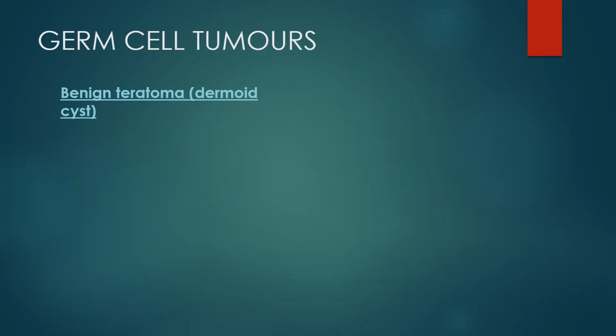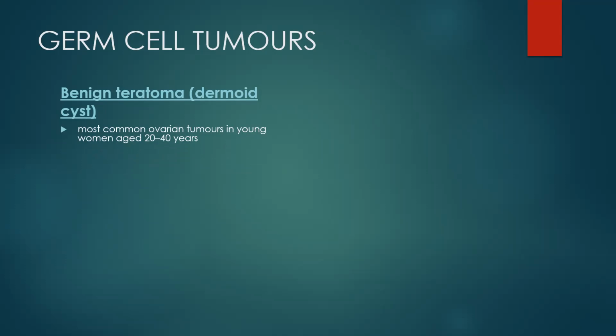So according to the classification, we start with germ cell tumors. These are the benign teratomas, dermoid cyst. Most common ovarian tumors in young women aged 20 to 40 years. Normally we say in the premenopausal group, there's a very low risk of cancer.